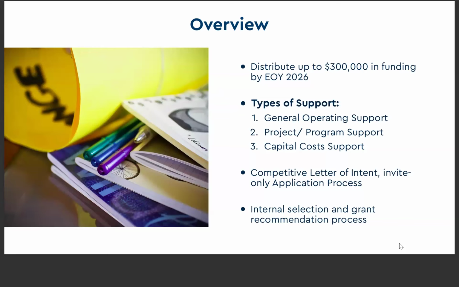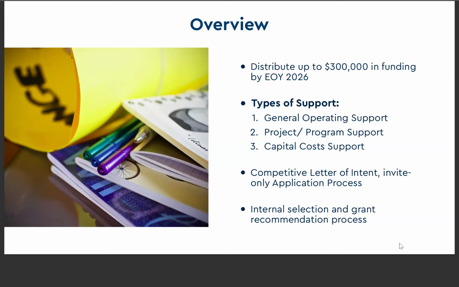For 2026, up to $300,000 will be available for distribution. Individual awards up to $25,000 will be available for single organizations applying for single focus areas, and up to $50,000 will be available for organizations who are applying for 2 or more funding areas. These will be one-time grant awards as well. The different types of funding that we have are general operating support, project and program support, and capital cost assistance.